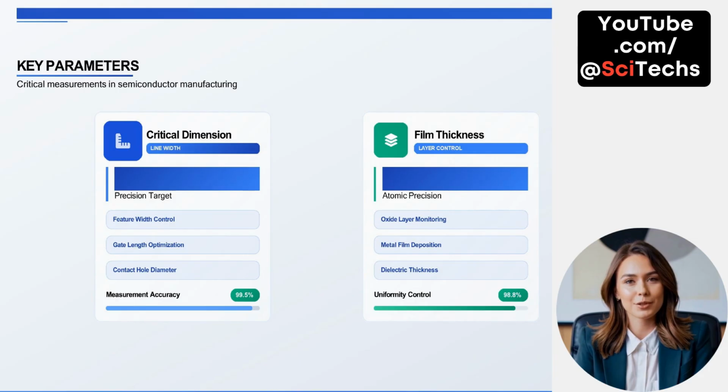Equally important is film thickness, which must be managed at the atomic level. Monitoring the oxide layer is critical for gate dielectrics, while precise control over metal film deposition ensures proper electrical conductivity. Dielectric thickness measurements support insulation and performance. With 98.8% uniformity control, these layer-by-layer measurements are foundational to reliable semiconductor fabrication.